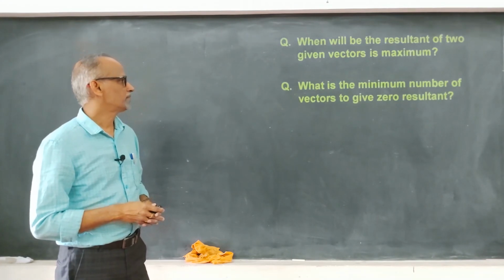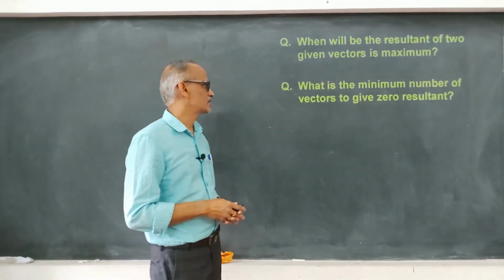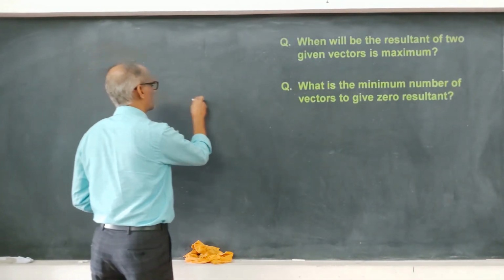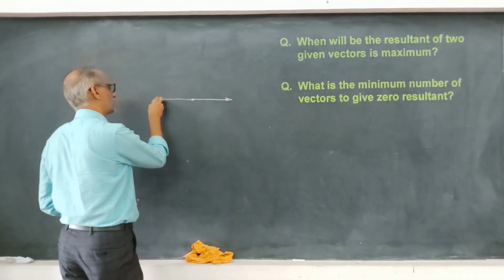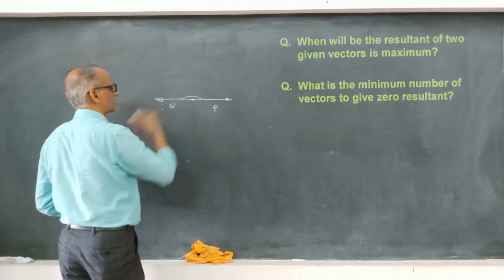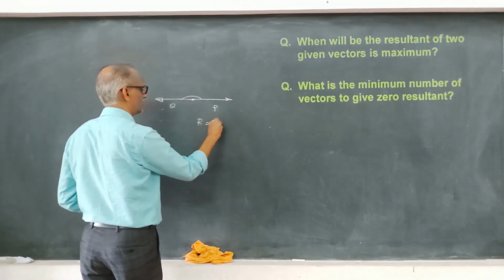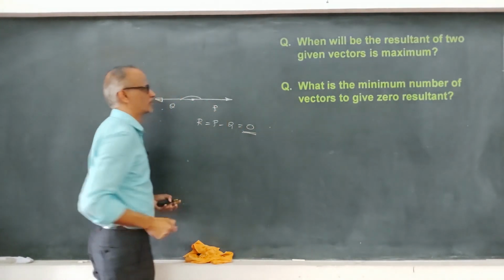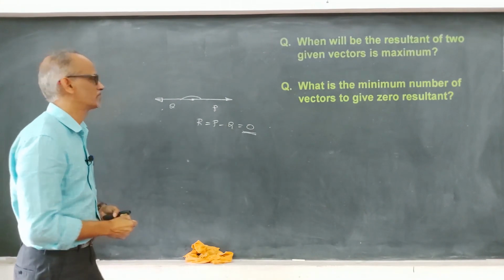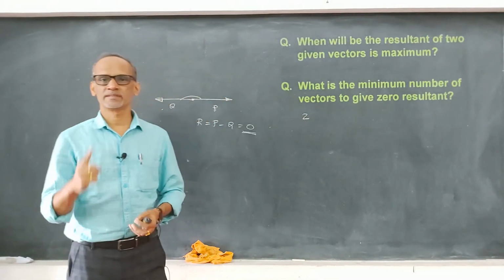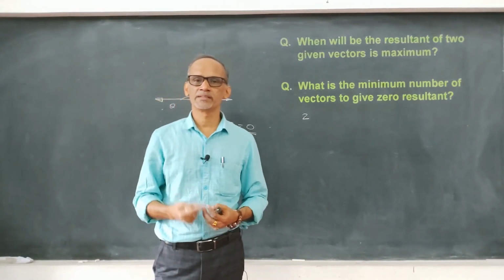What is the minimum number of vectors to give 0 resultant? We get 0 resultant when there are a minimum of two vectors which are equal and opposite. P and Q are equal, making an angle of 180 degrees. We get resultant P minus Q, and since they are equal, we get 0 resultant. The answer is we need a minimum of two vectors. With a single vector, we can't get a 0 resultant.